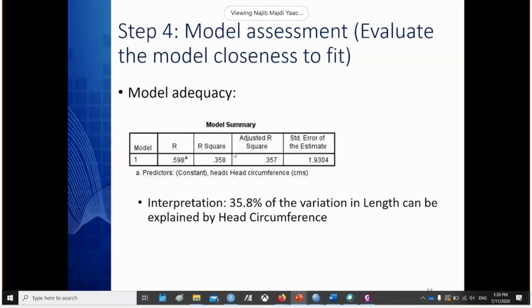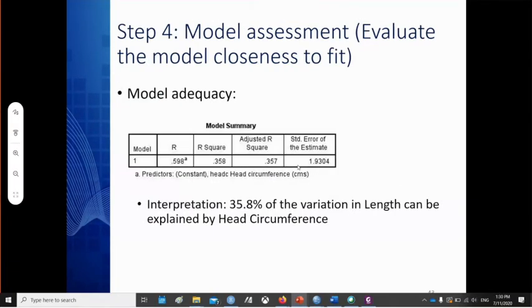So in this result, for example, we obtained an R squared of 0.358. It indicates that 35.8% of the variation in length can be explained by head circumference. So it means that head circumference can predict 35.8% of the variation of length, and the rest needs to be explained by something else, by other variables.